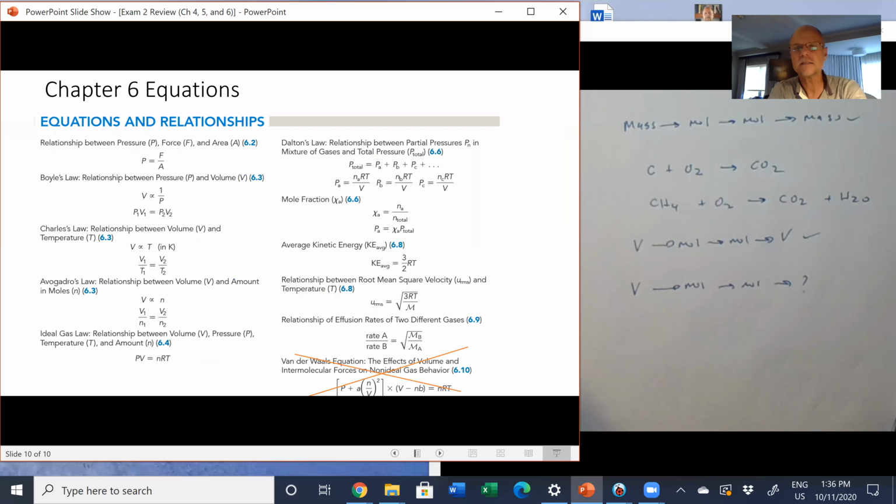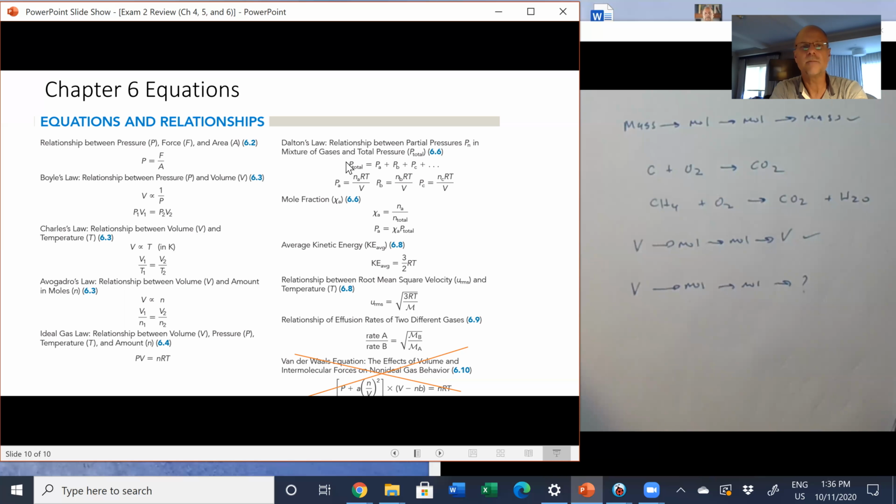All right, this chapter does have quite a few equations. Pressure is equal to force over area. That's a definition of pressure. You really won't have to use this equation in any calculations, but you should know the concept here, right? It's force per unit area. Know Boyle's law, Charles's law, and Avogadro's law. And then, of course, the ideal gas law, PV is equal to nRT, right?